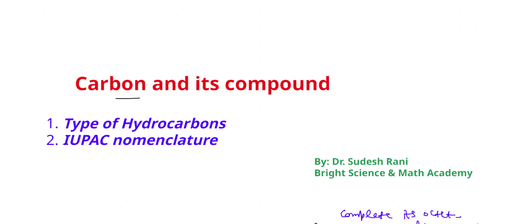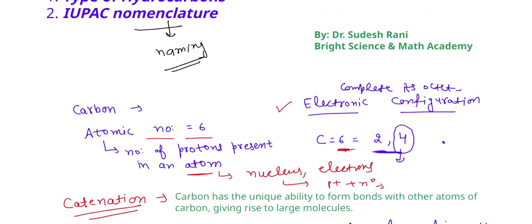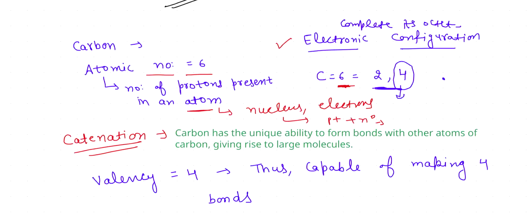Today we will learn about carbon and its compounds such as hydrocarbons and their nomenclature. Nomenclature means naming of these carbon-containing compounds. So let's discuss the carbon atom. Carbon has atomic number 6. Atomic number means the number of protons present in an atom. So the number of protons present in an atom of carbon is 6.